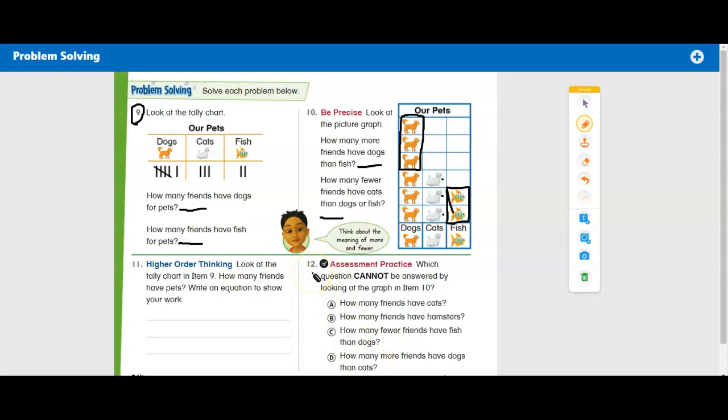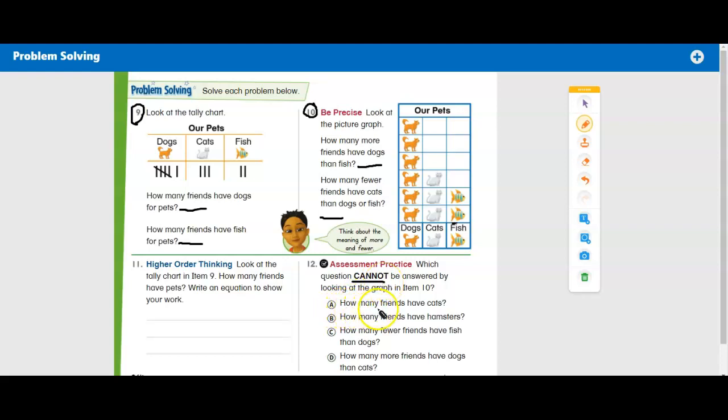Last, for number 12, it says, which question cannot be answered by looking in the graph in item 10? So question 10. And I'll erase our work we did up here. They want to know which question cannot be answered by looking at this graph. So pay close attention. That says which question cannot be answered.